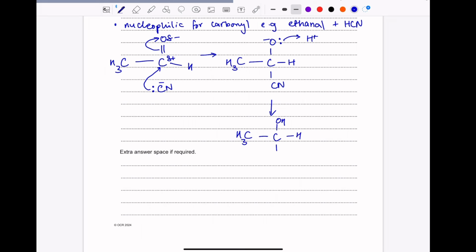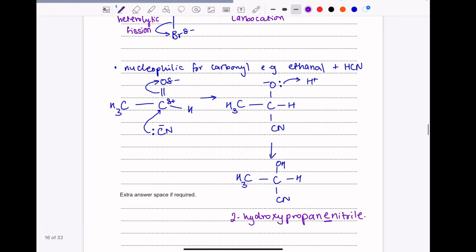And the name of this hydroxynitrile would be 2-hydroxypropane, propane with an E, nitrile. Okay, that seems to be about it.